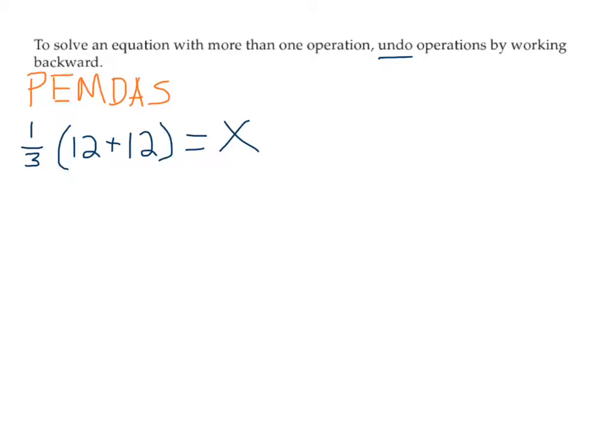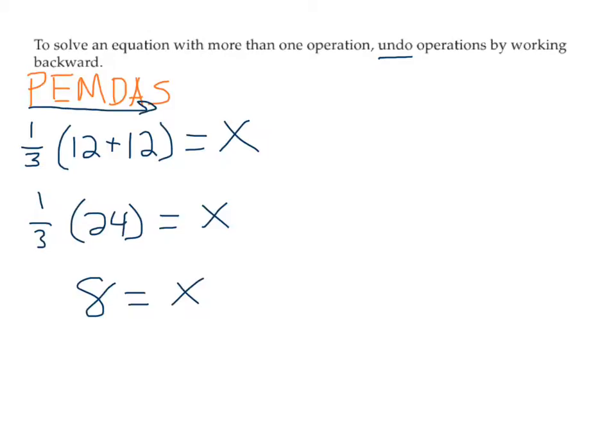And so if we actually go through here, we start with P, parentheses. There is math that we can do inside the parentheses. 12 plus 12 is 24. So we can simplify this to 1/3 times 24 equals x. And now we have one step left, multiplication. 1/3 times 24, or 24 divided by 3, is 8. And we find out that 8 is equal to x. So we were able to follow the order of operations, starting at P and moving in this direction towards subtraction. Please excuse my dear Aunt Sally.